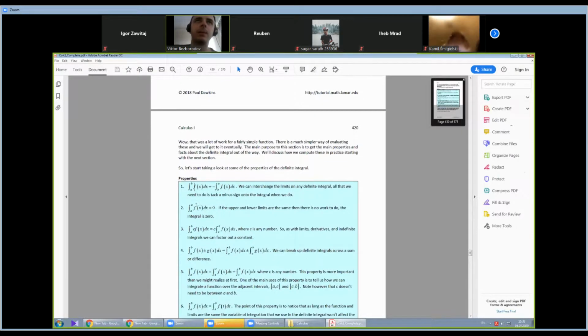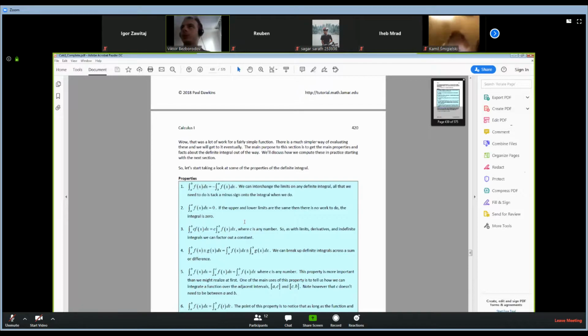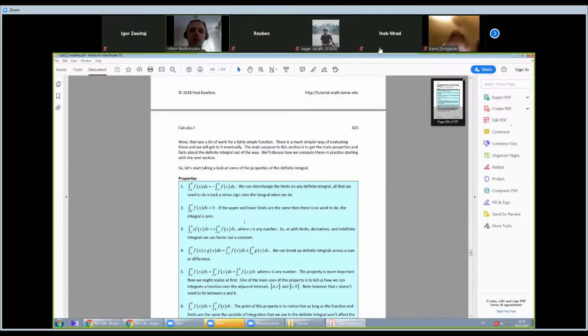Now, the second property is that the integral from a to a of any function is 0, right? And that makes sense when you think about the area. The integral from a to a is simply a line from 0 to f of a, and every one-dimensional line has 0 area.